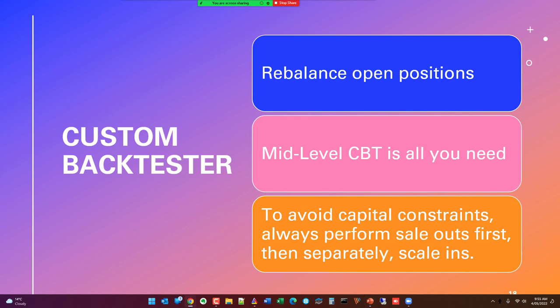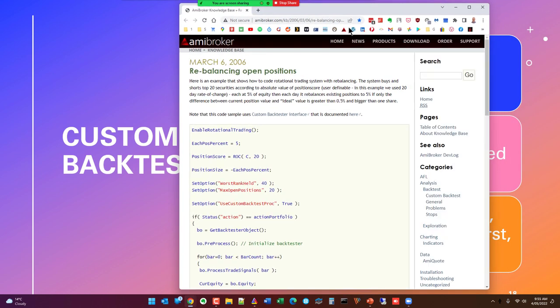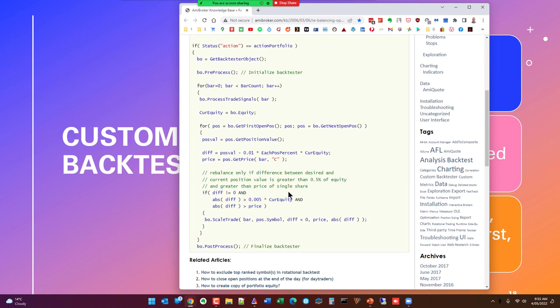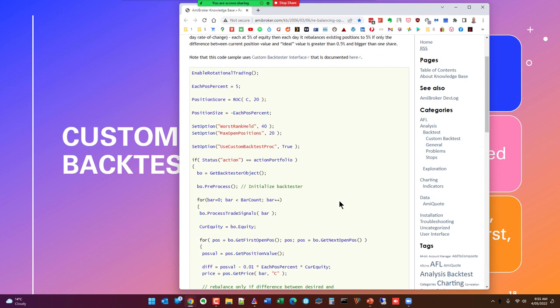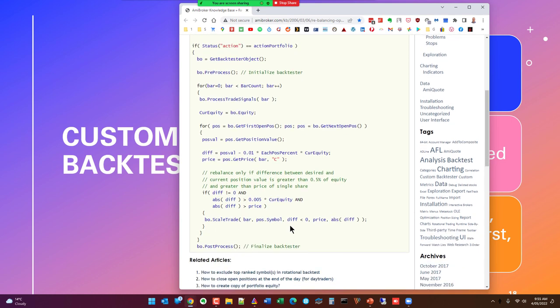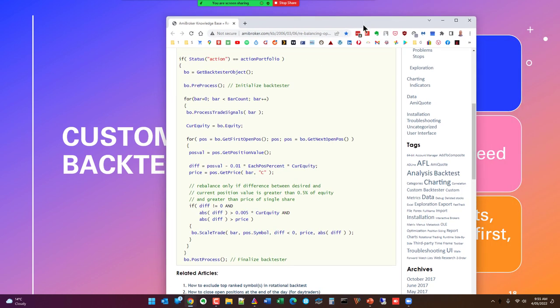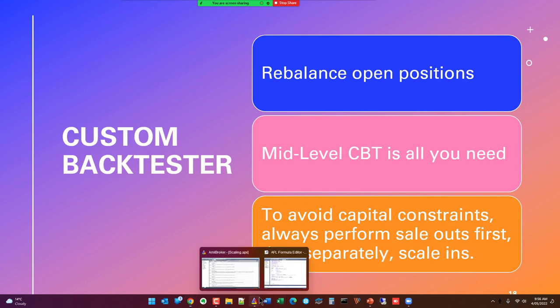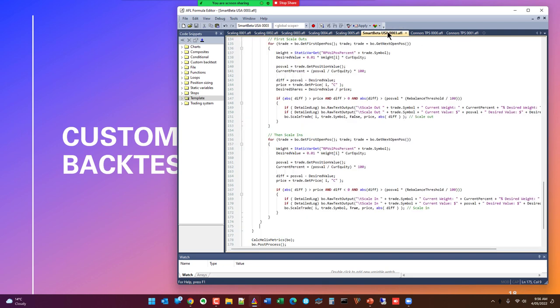Just before I show you my example, there is a good example on the knowledge base of how to do this, but in my view, the problem with this is that it does it all in one go. If you're using the full amount of your capital and scaling positions both up and down, it'll depend on what order they happen to be in the backtester, and that's going to trip you up. I can see why they've done it this way, because it's a simple example for people who are learning and they don't want to make it too complicated. But we're all grown-ups here, so we'll make it a little bit more complicated. So here's an example.